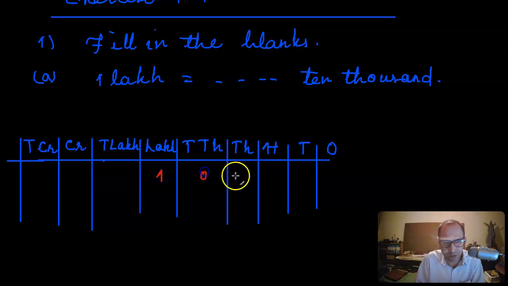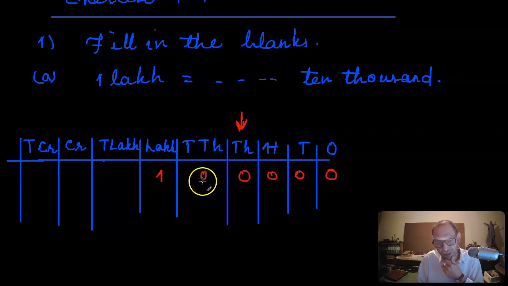which means 100,000. Of course, we already know that 1 lakh is 100,000, but we did need the table in order to solve other problems. Now 1 lakh would be this number, right? And you want to know how many 10,000s there are in 1 lakh. So 10,000 would be the number all the way up to here, right? And then you have to multiply this number by a factor of 10 to get to 10,000.